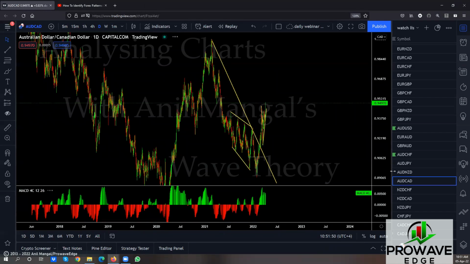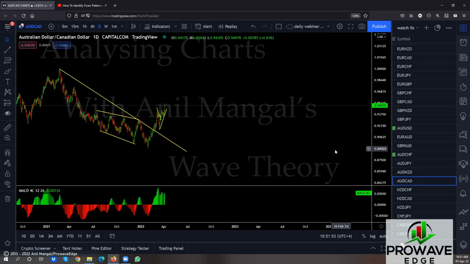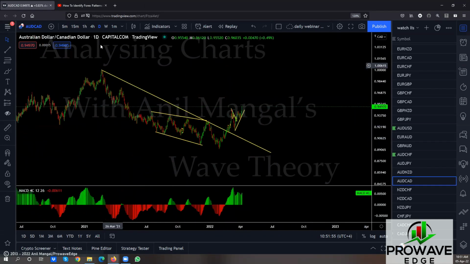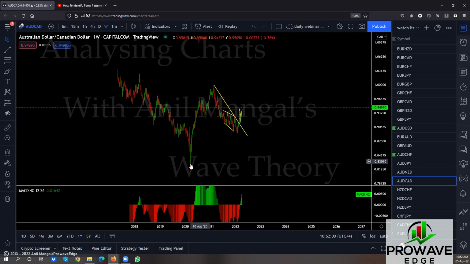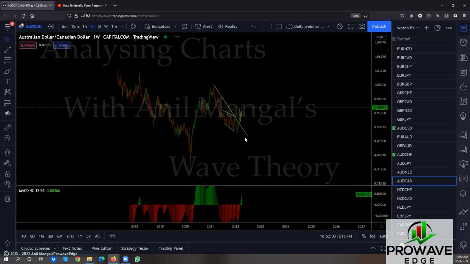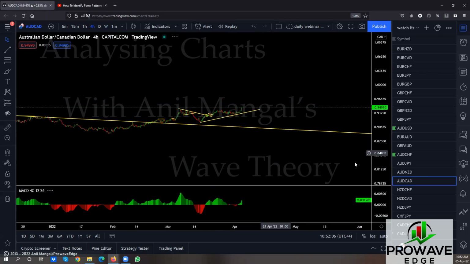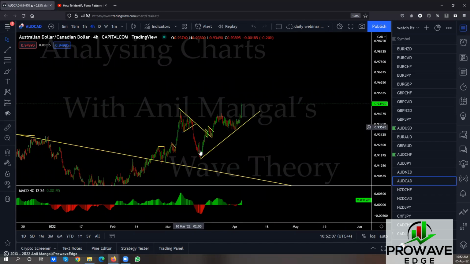Aussie CAD, we're here, and this is incomplete, right? You can literally see that we're going up, we're breaking out of this. This is pretty sharp by itself as a correction. We have made the impulse up. I don't think this is all the correction. It could be, but I don't think so. And this one is pretty sharp.